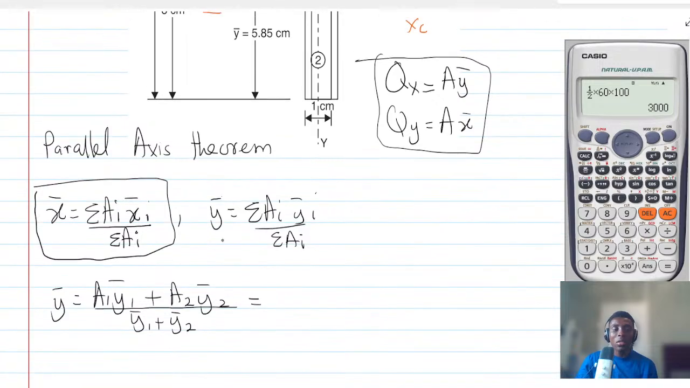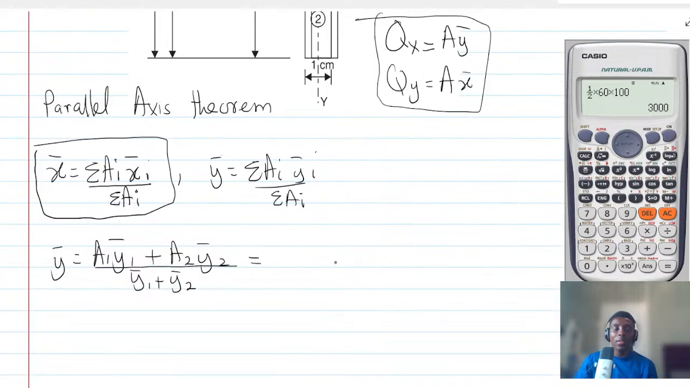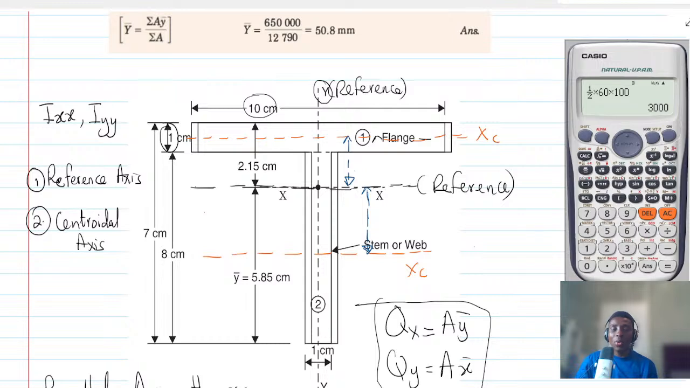All right. So y bar is going to be, what is area 1? So area 1 is what? 1 multiplied by 10. Then you multiply by y bar 1. Now you understand y bar, isn't it?